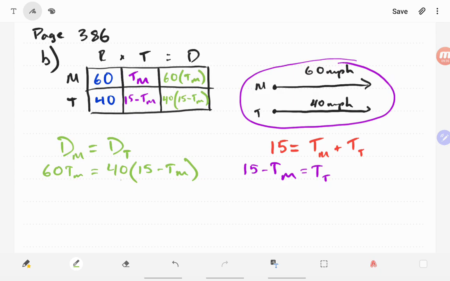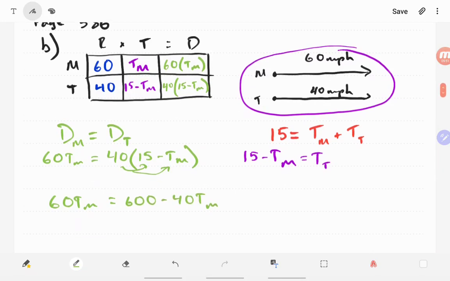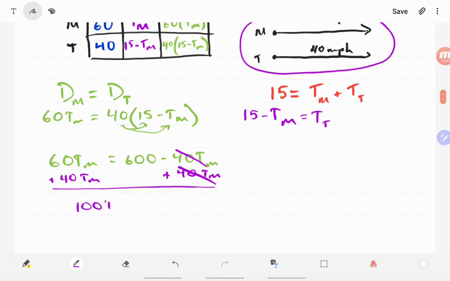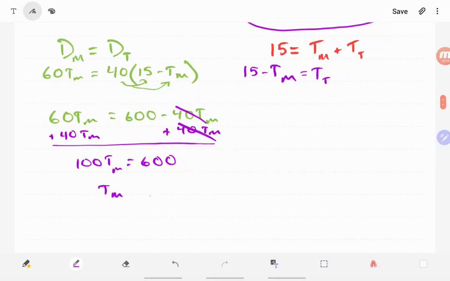From here, we get to use our distributive property. And we now have 60 TM is equal to 40 times 15, which is 600, minus 40 TM. Let's get our variables all on the same side of the equation. So we're going to be adding 40 TM to both sides. Those cancel from the right. We're left with 100 TM is equal to 600. And from here we can conclude that the time spent driving on Monday was 6 hours.